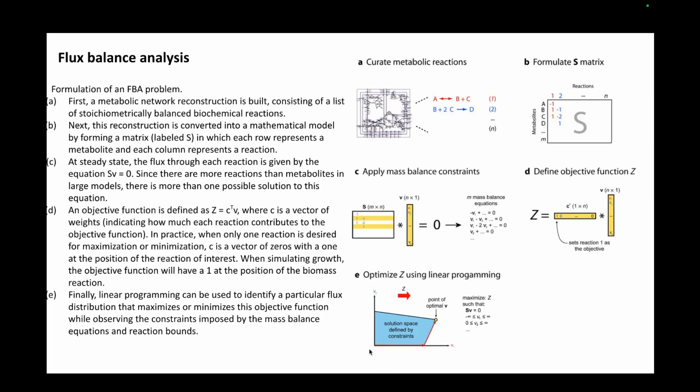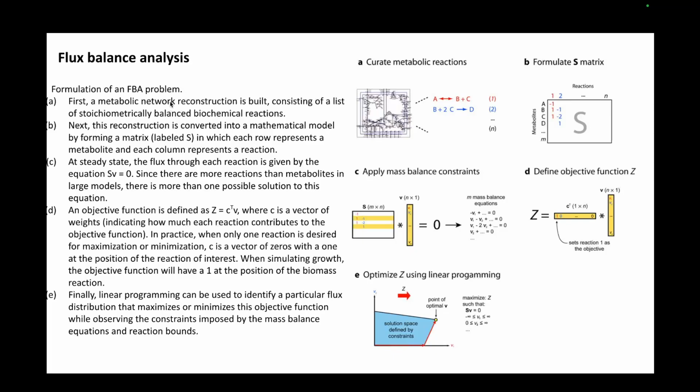So your solutions will look like this. You will not have a single solution. What you'll have is a solution space, which will be defined by these constraints or these boundaries. And your optimal point should be the point that maximizes your objective function. So in this case, this is this point.